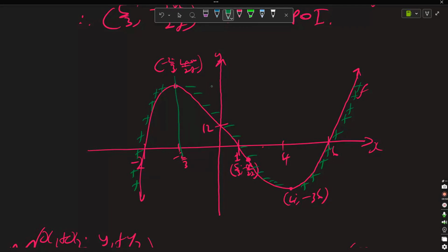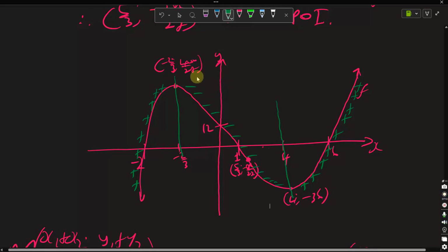So between these guys, look at this region. So between the turning points, the graph is decreasing. It's going down. The gradient of the tangent there is, sorry, it's less than 0. It's negative. Can you see that?